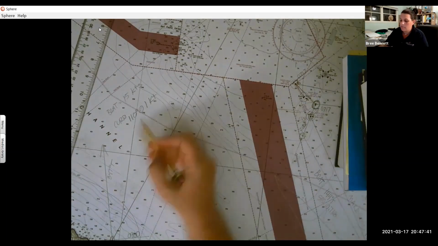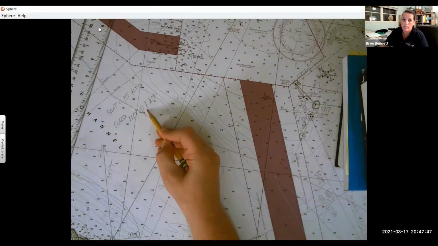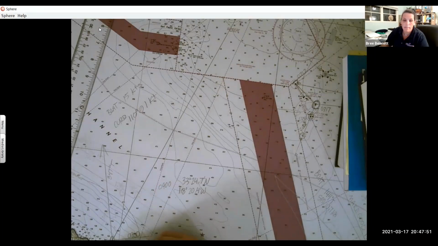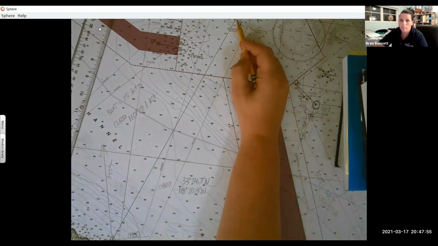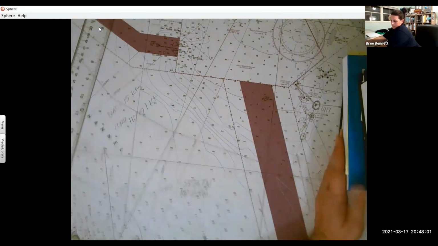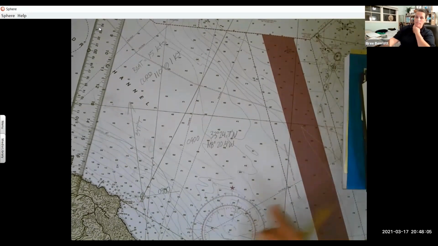Okay, so I wrote this up here. My current is 110 at 1 knot. My boat speed is 15, and I want to go from my 0900 position right here up to buoy 1. So I'm going to move it down here a little bit.